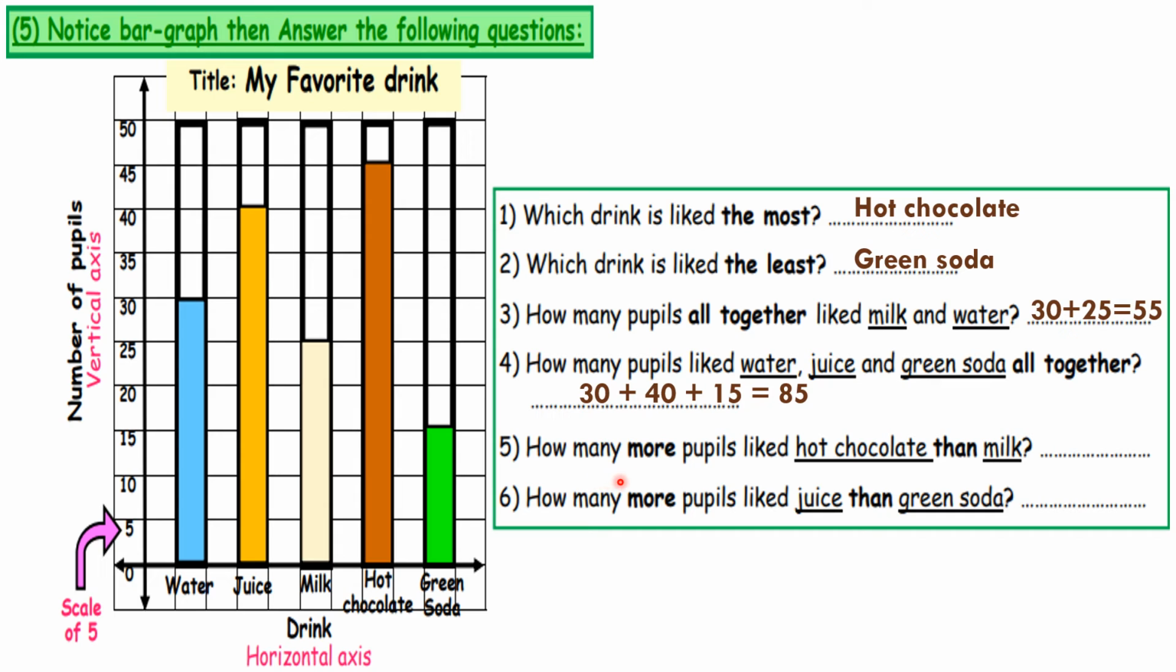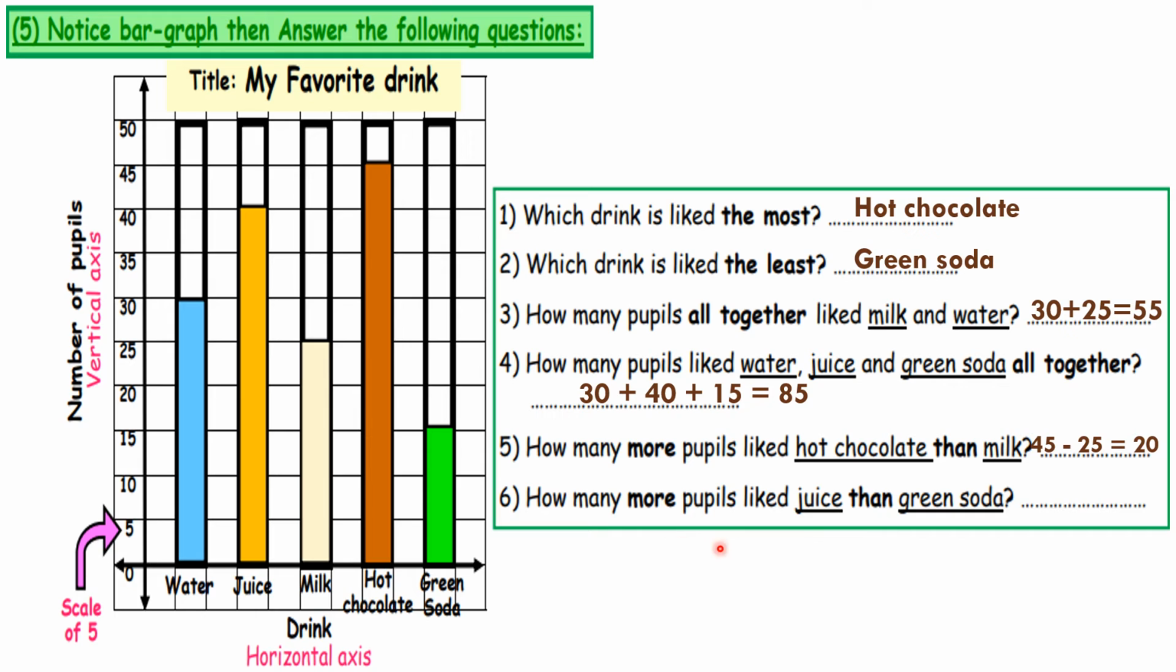How many more pupils like hot chocolate than milk? So more than means I'm going to subtract. I'm going to take away the people who like milk from the people who like hot chocolate. So who like hot chocolate is 45 and who like milk is 25. So I will take away 25 from 45. It's going to be 20.